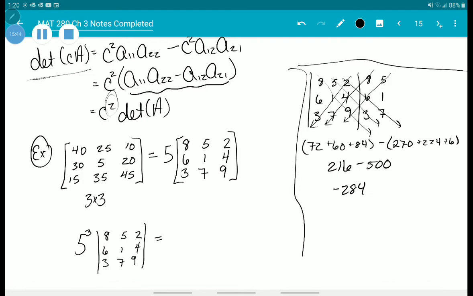So then our final answer is going to be 5 cubed times negative 284. And that's going to be a super big number. Oh, technically it's super small because of the negative. So we got negative 35,500. So that's certainly easier to compute than just going for finding that one, because those numbers are just going to get gigantic. So there's another property to kind of help reduce some of the computational load.